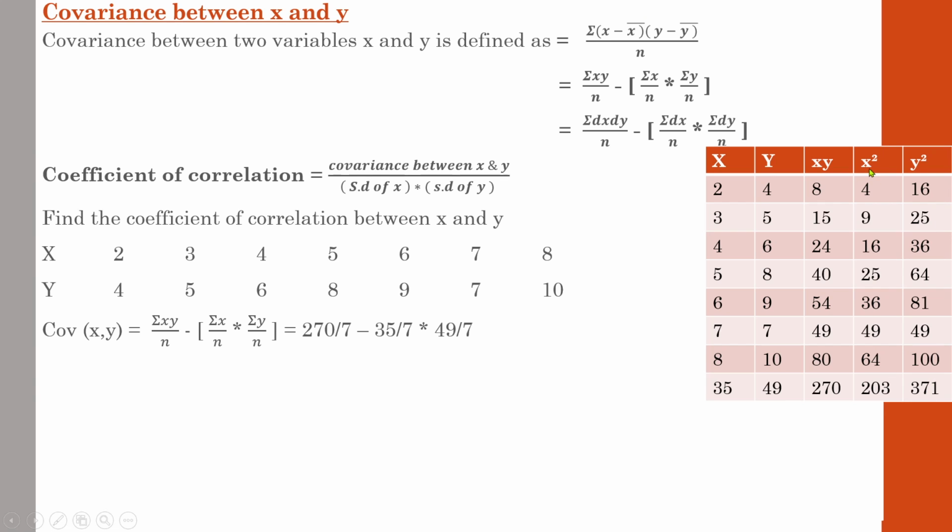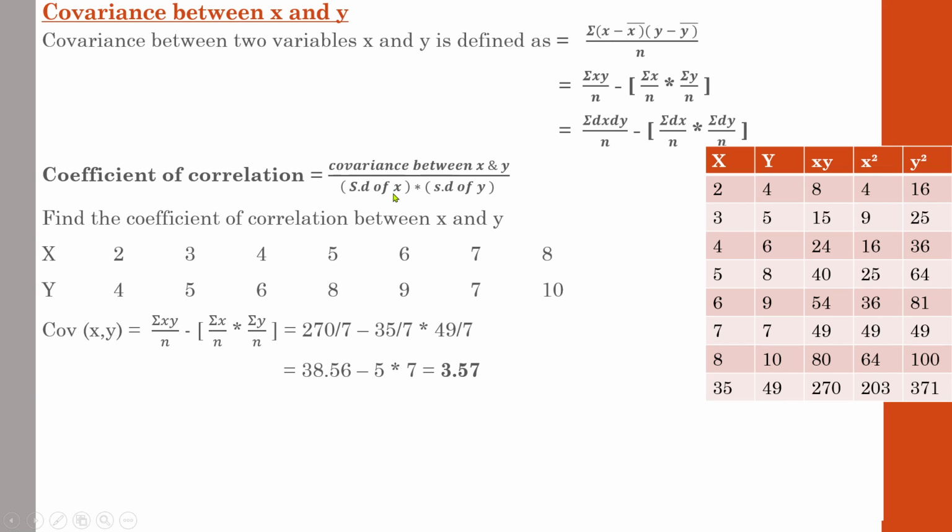Regarding sigma x square and sigma y square, you will be taking these during the computation of standard deviation. By substituting the remaining details 270, 203, 35 and 49, you will get the value 3.57. So you have found the numerator for the coefficient of correlation. Here the covariance between x and y is 3.57.